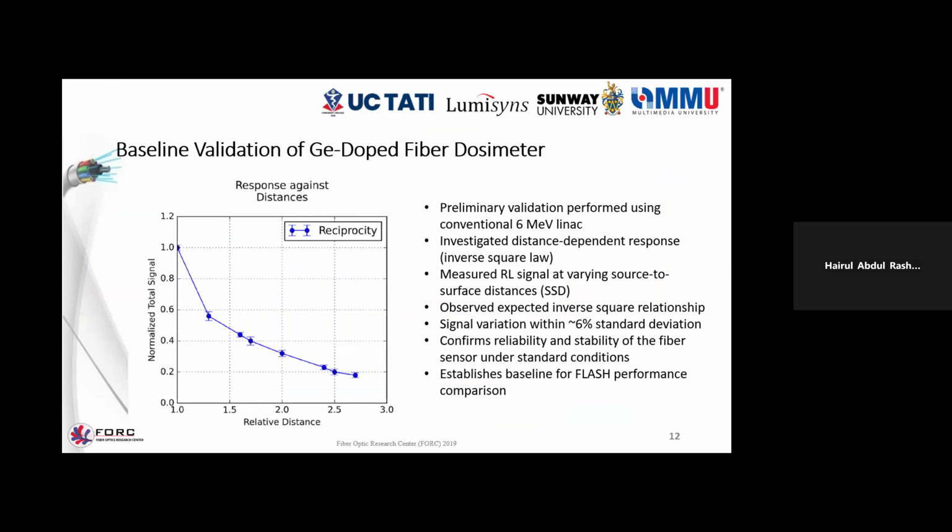As a baseline validation, we tested out the reciprocity, using a conventional 6 MeV linac. We looked at the distance-dependent response of the inverse square law, and we observed the expected inverse square law relationship. The signal variation was within 6% standard deviation, and this establishes the baseline for FLASH performance comparison data.